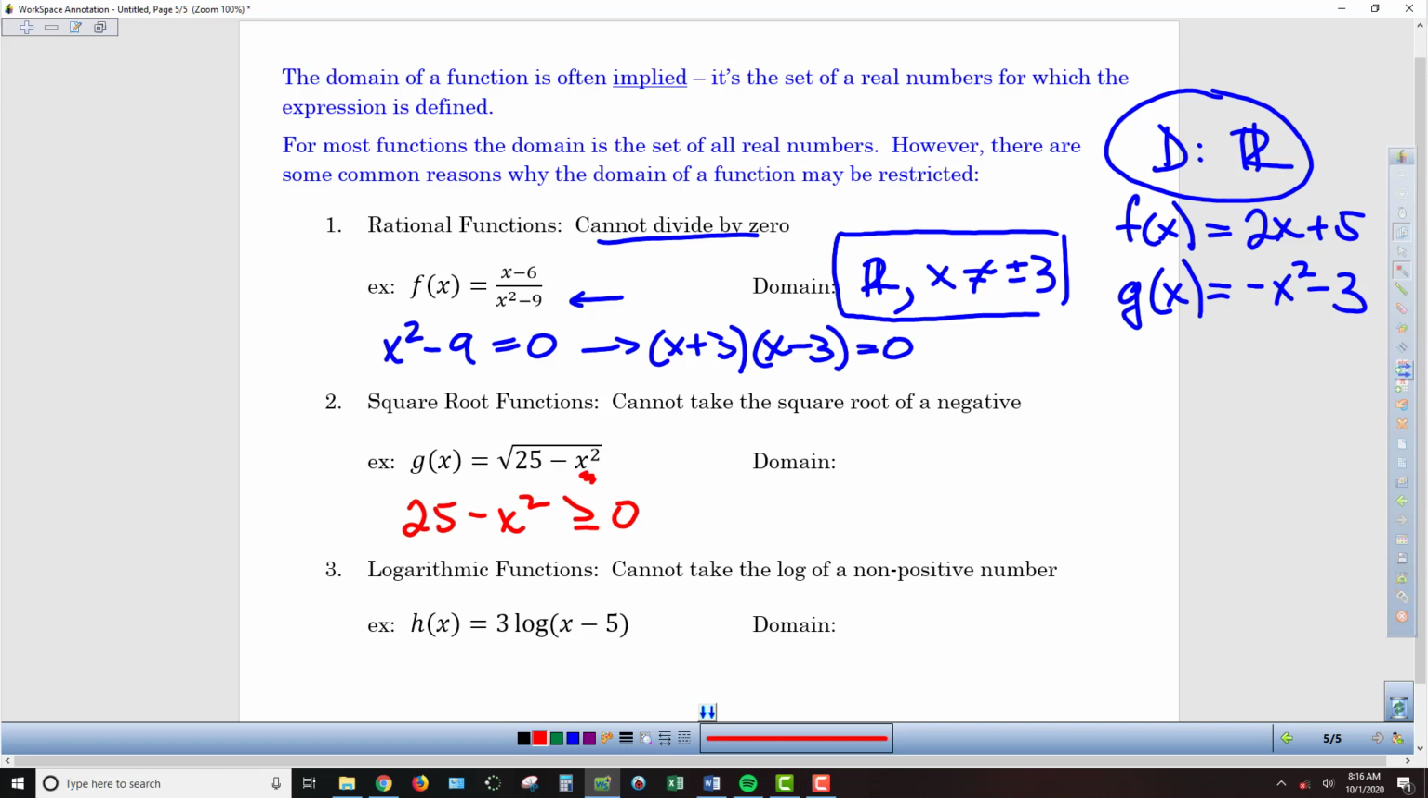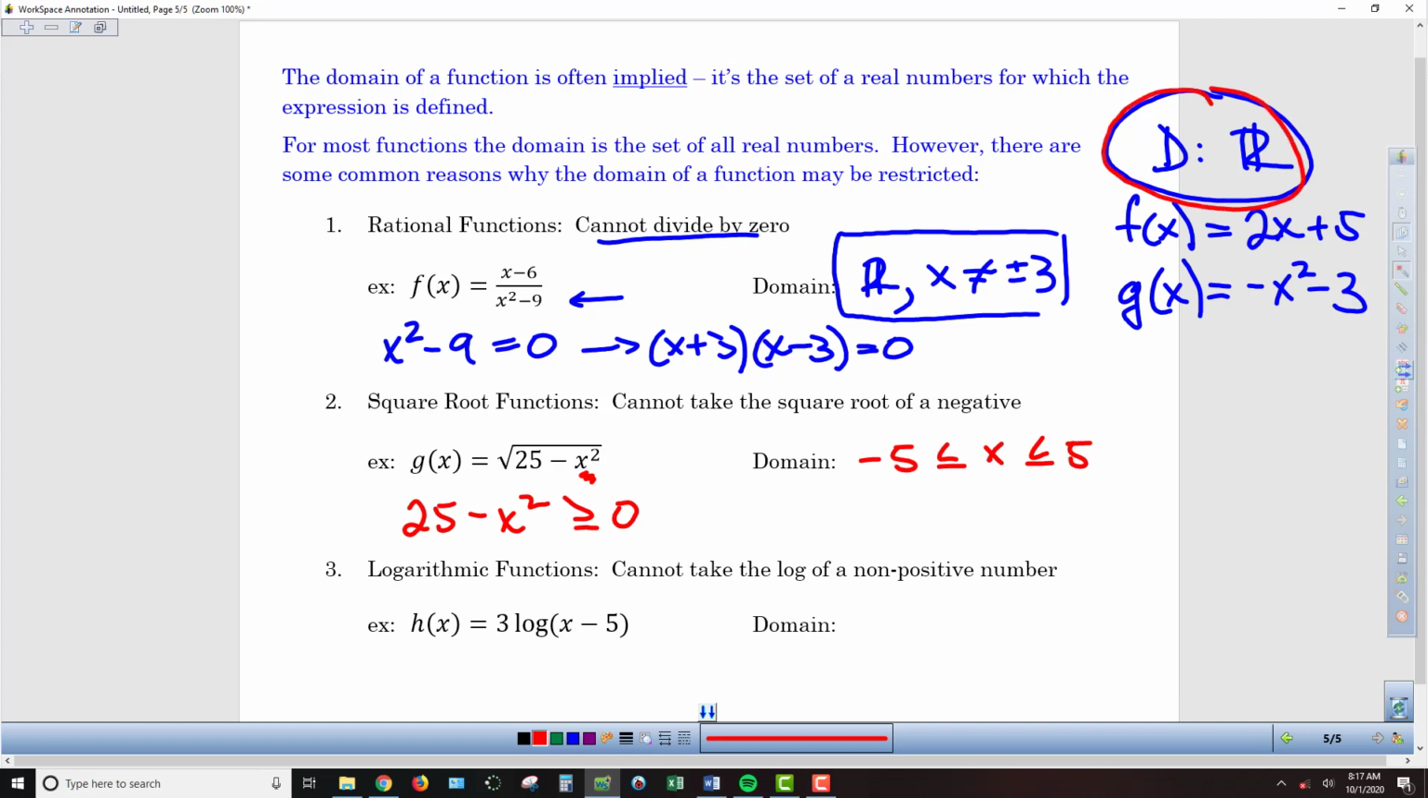So in this case, for our domain, we could just say negative 5 is less than or equal to x, which is less than or equal to 5. So x has to be between those values. Again, in this case, we could think this one through a little bit to see what our domain is. If it's anything more complicated, then we'd have to go through our polynomial inequality solving process from the previous chapter.